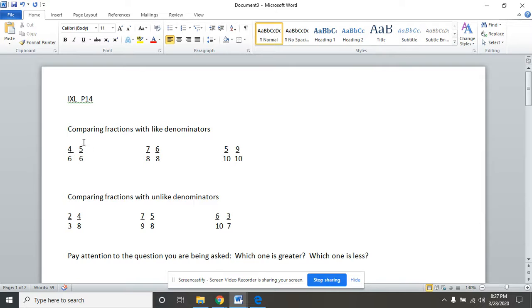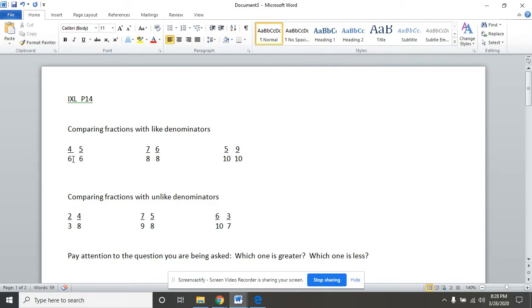So I hope you said 5/6 is greater, because if you have 5 out of 6 of the pieces, that is more than having 4 out of 6 of the pieces. Remember that a fraction you can say many different ways. You can call this 4/6, you can call it 4 out of 6, and you can call it 4 divided by 6.